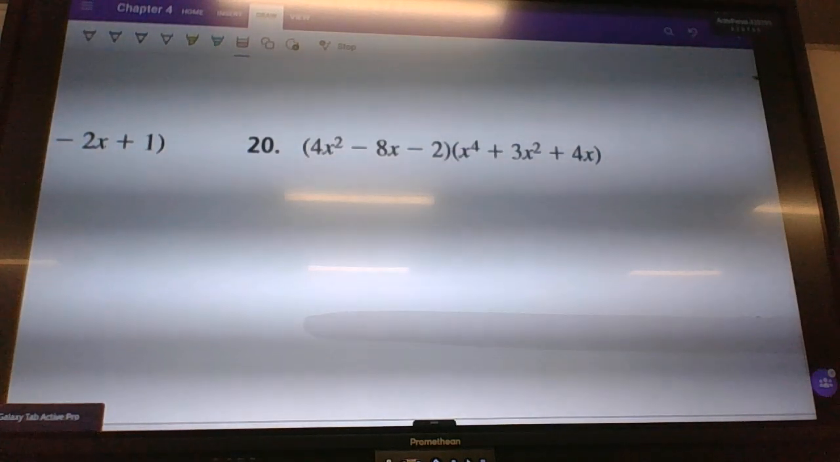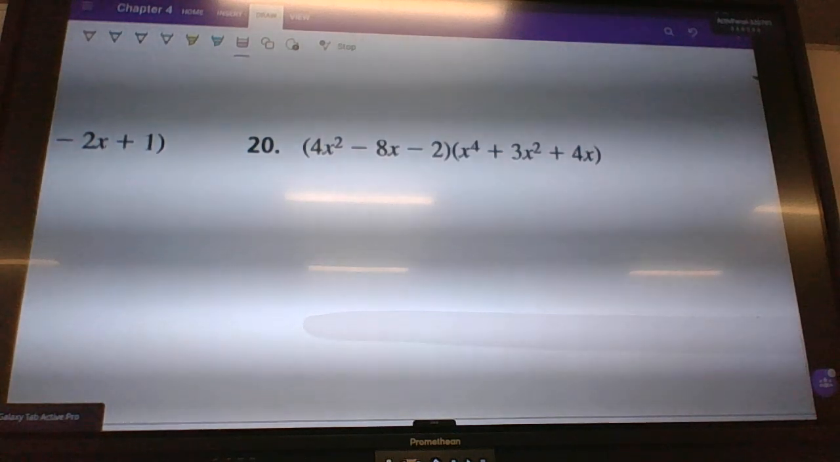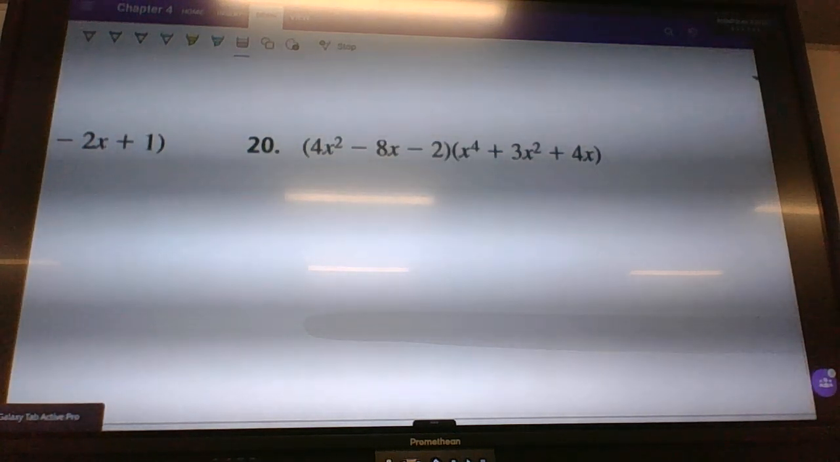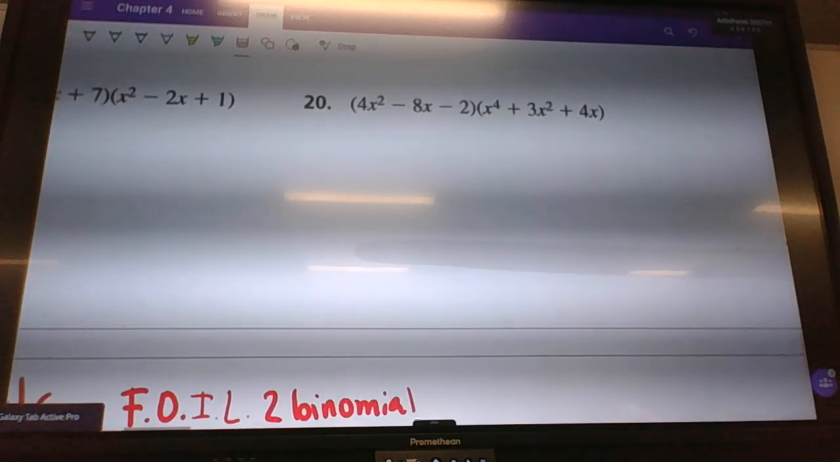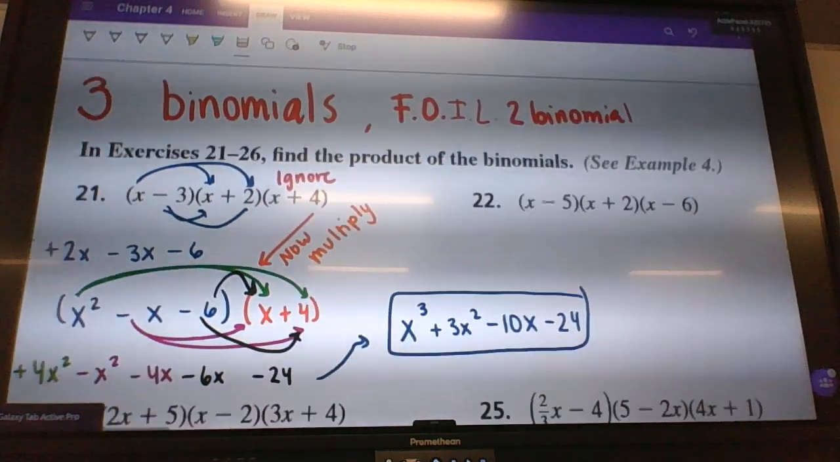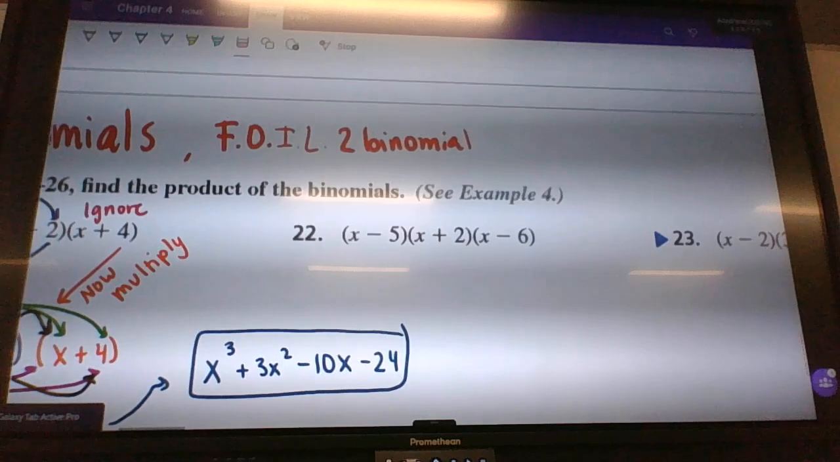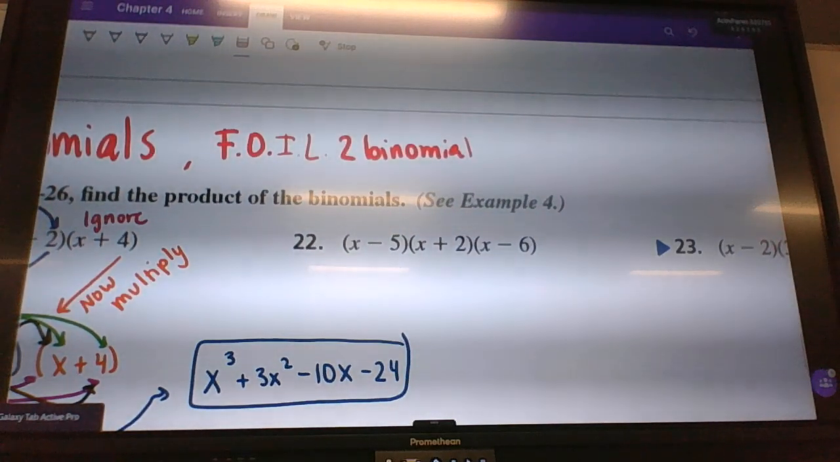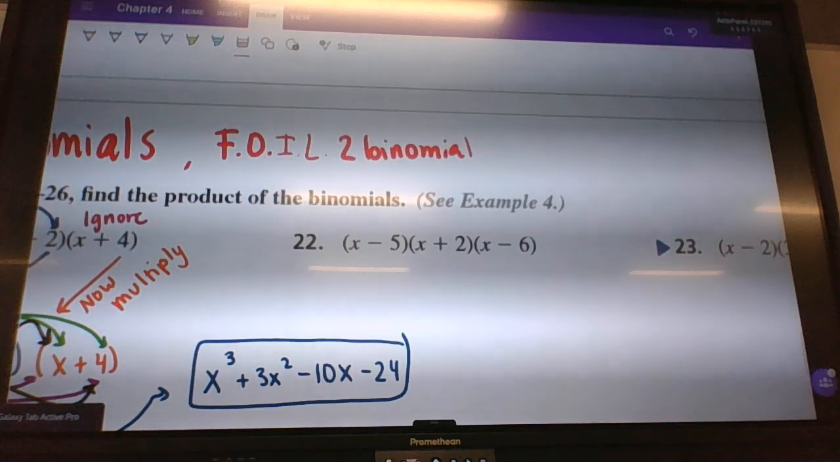Okay. That's the last one. Okay. Moving on. What's next? Your final answer needs to go highest exponent to lowest. So just reorder it.